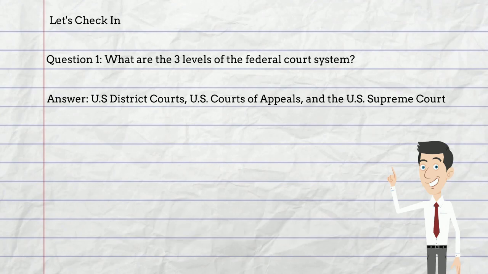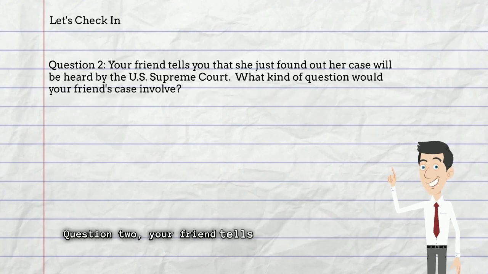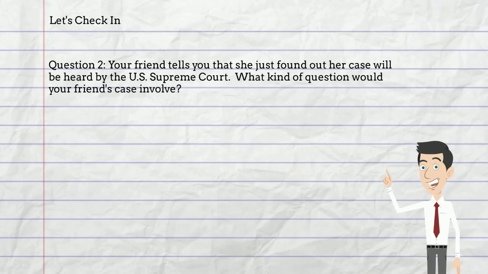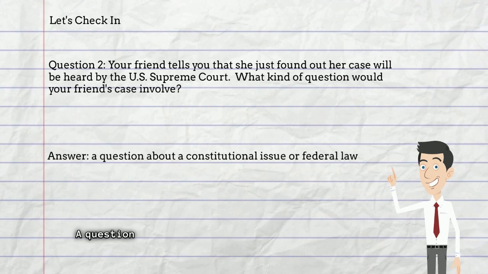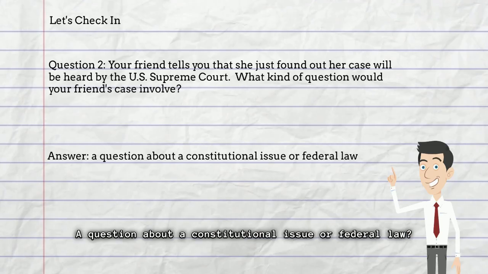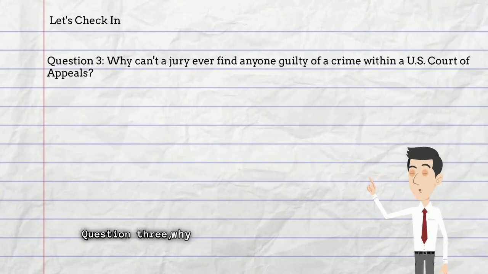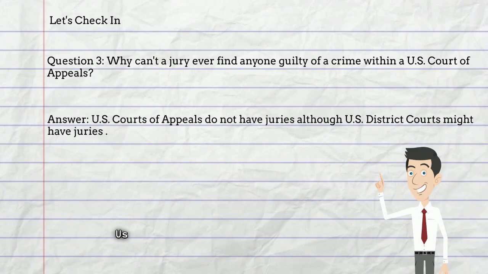Question 2. Your friend tells you that she just found out her case will be heard by the U.S. Supreme Court. What kind of question would your friend's case involve? Answer: a question about a constitutional issue or federal law. Question 3. Why can't a jury ever find anyone not guilty of a crime within a U.S. Court of Appeals? Answer: U.S. Courts of Appeals do not have juries, although U.S. District Courts might have juries.